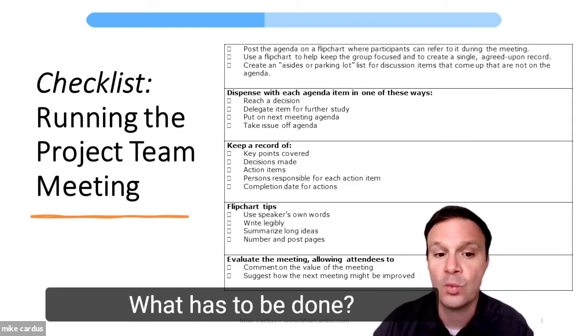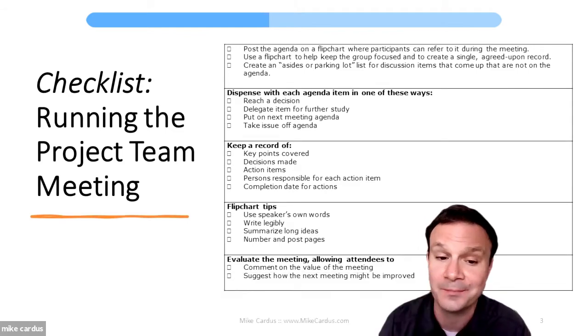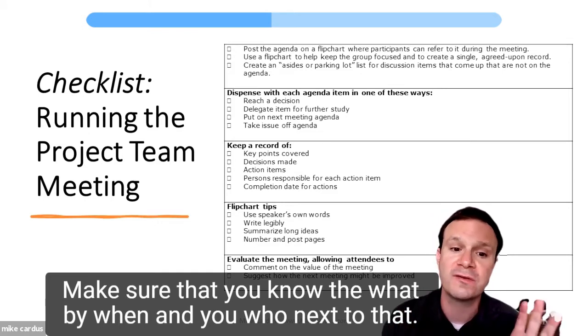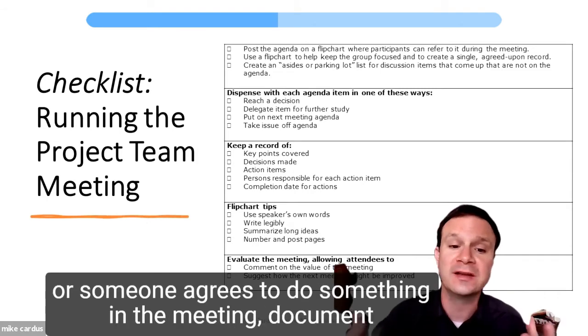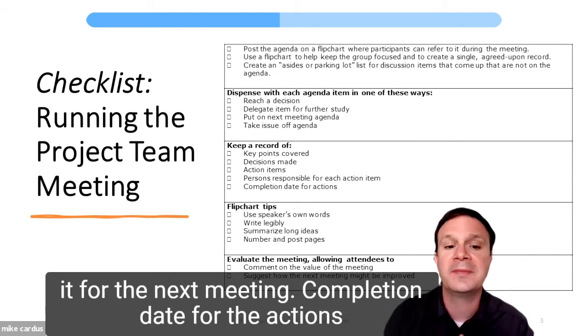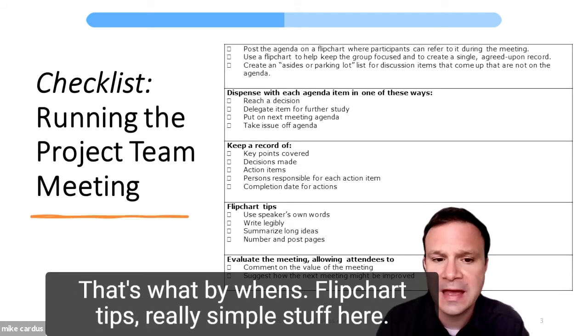Action items. What has to be done? Persons responsible for each action item. Make sure that you have a what by when, you have a who next to that. If you task someone to accomplish something in the meeting or someone agrees to do something in the meeting, document it for next meeting. Completion date for the actions. That's what by whens.